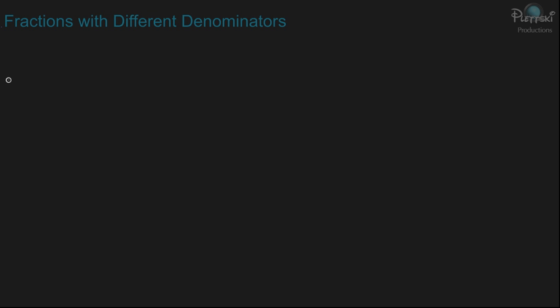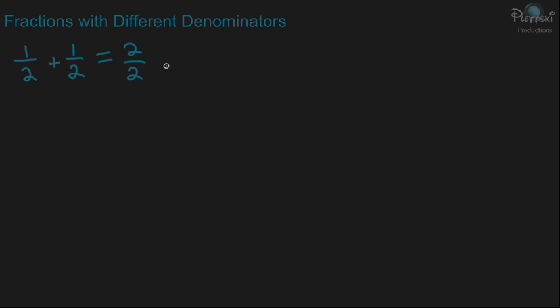Fractions with different denominators. In the last lesson, we learned how to add fractions that had the same denominators, which means that the bottom numbers were the same. So for example, 1/2 plus 1/2. Since you have the same denominators, we can just add the numerators. So you add the 1 plus 1 to get 2/2.